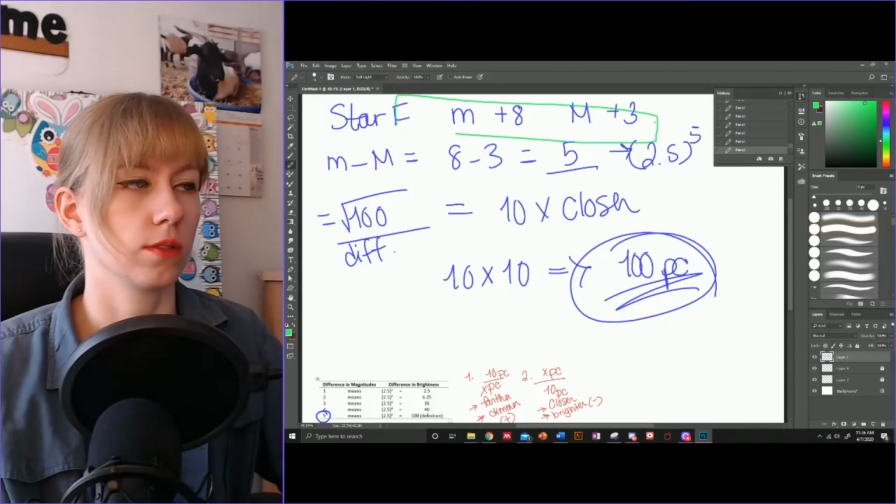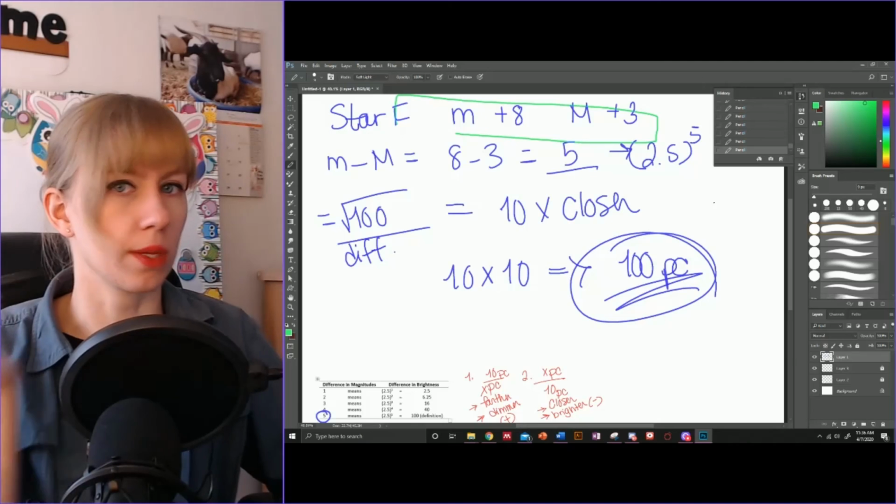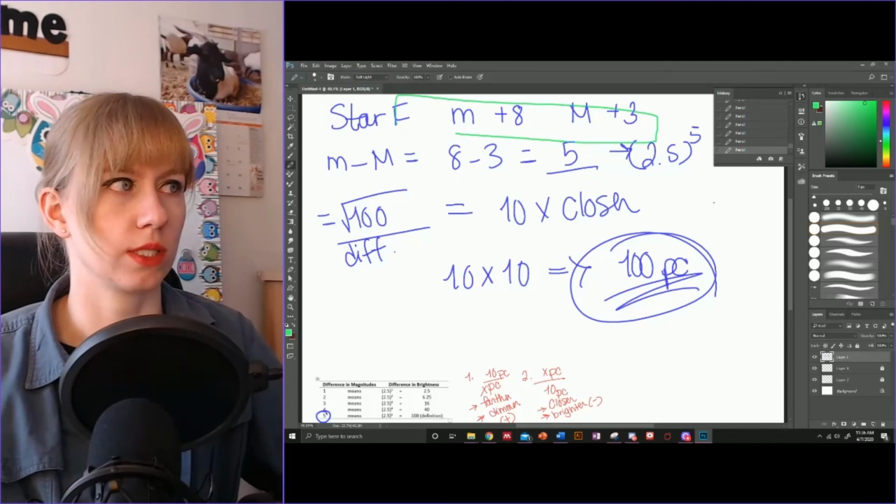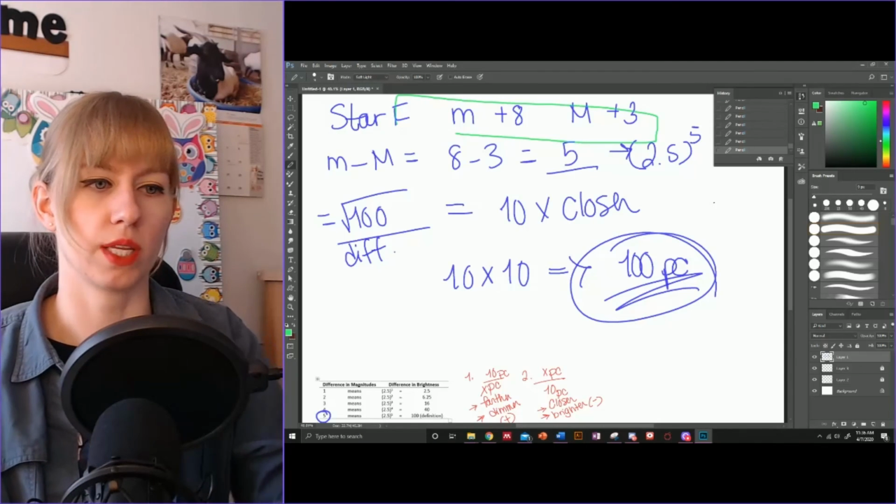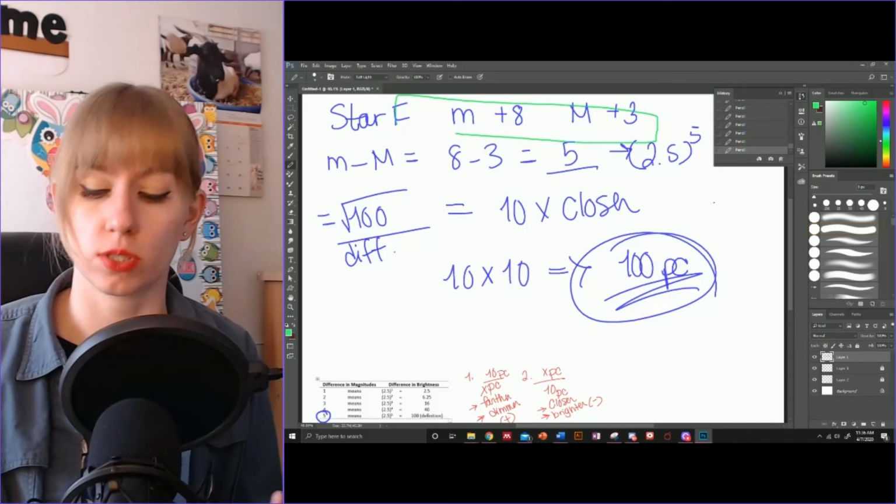Okay? Very simple, just working backwards, doing the same thing as before when we found absolute magnitude, except now you're going the opposite way to find out where your star originally came from.